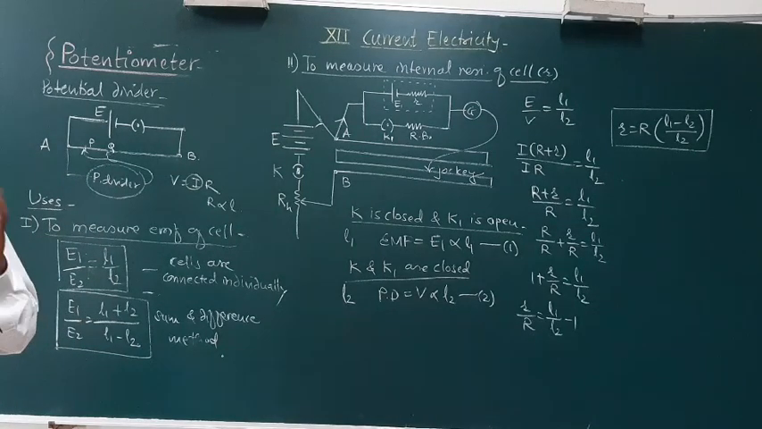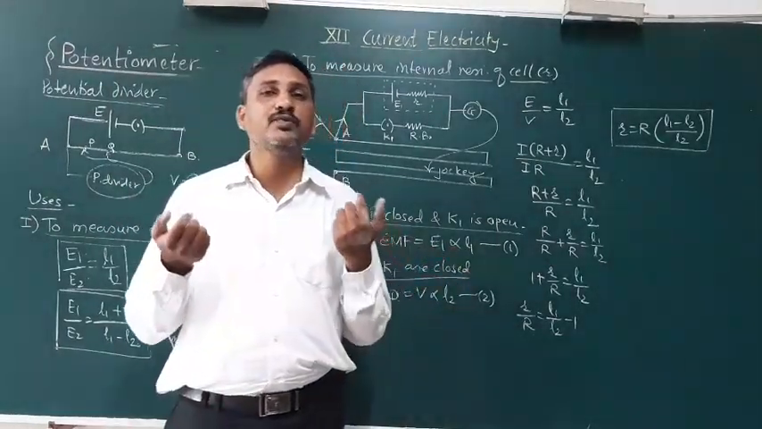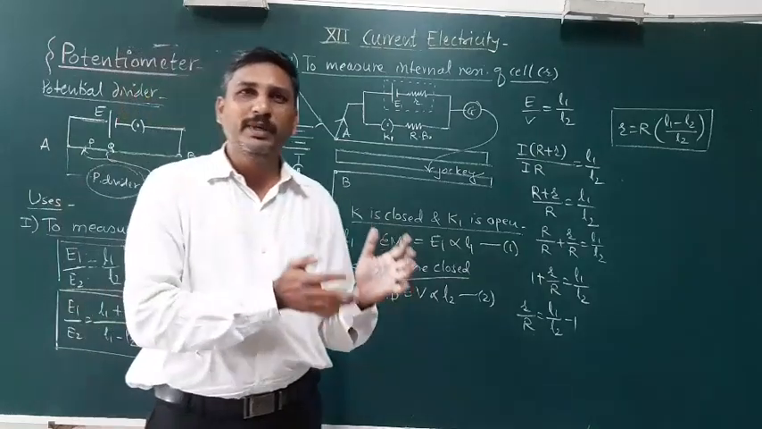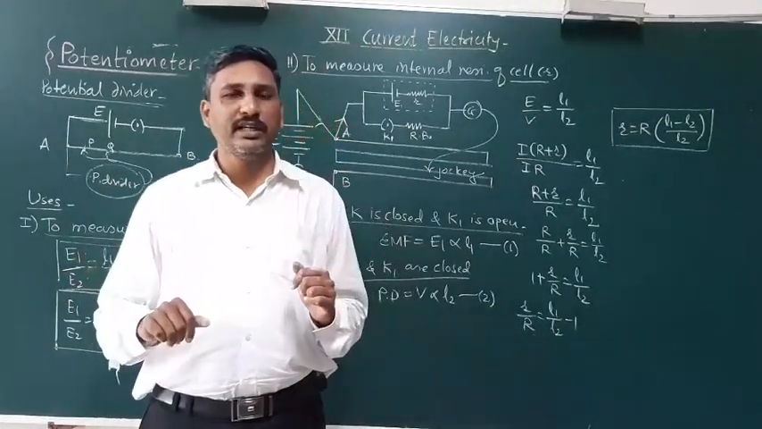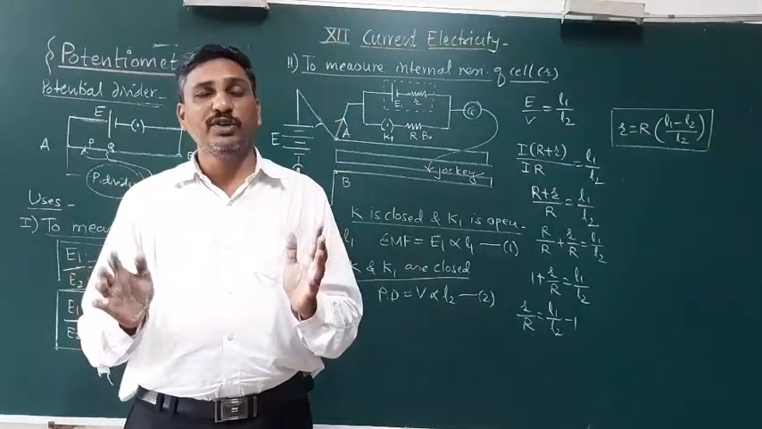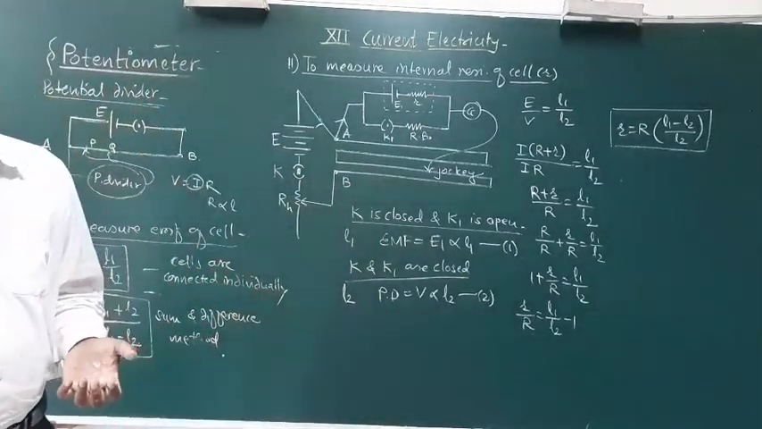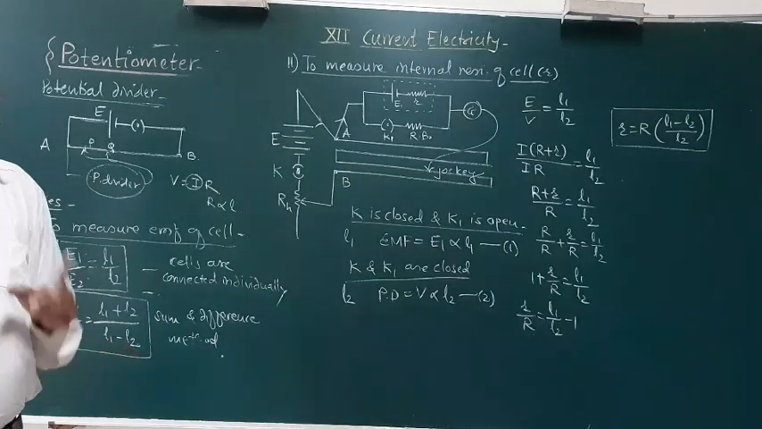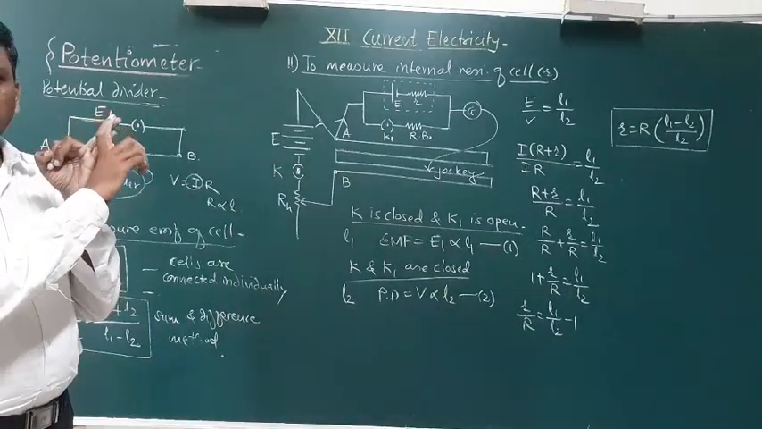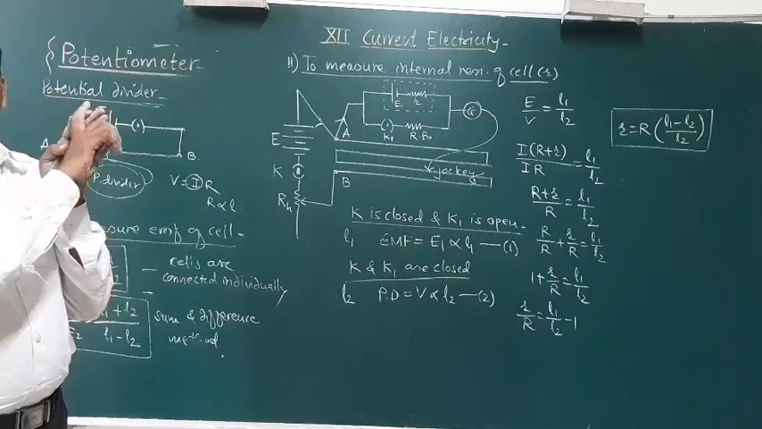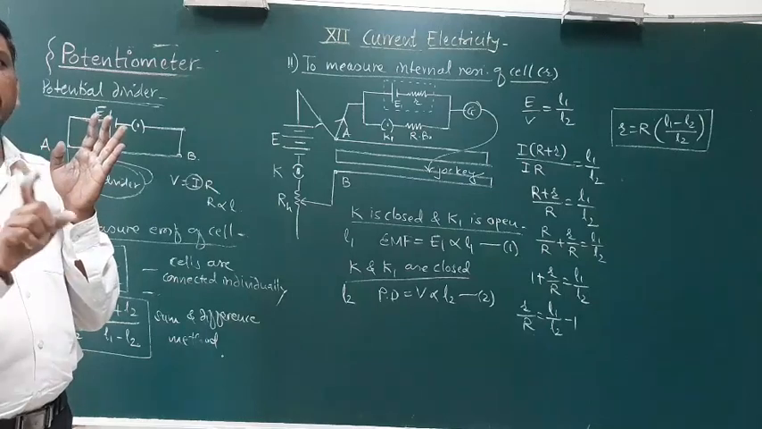Now when you study the entire potentiometer, it measures potential difference, but one thing is very important: the voltmeter also measures potential difference. Then what is the difference between these two? Which one is superior? The superior, or most useful, device is the potentiometer, because it measures potential difference, measures EMF, compares EMF, and measures the internal resistance of the cell. But the voltmeter only measures potential difference.